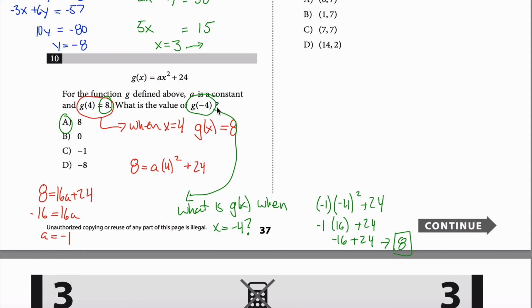Because 4 squared is the exact same as negative 4 squared, and the only place an x shows up in here is right here where it's being squared. So you could have gotten this answer really quickly, but I don't know what most people would do. If you didn't see that little trick, you could have solved for a and then plugged it back in to get your answer. All right, I'll stop this here.